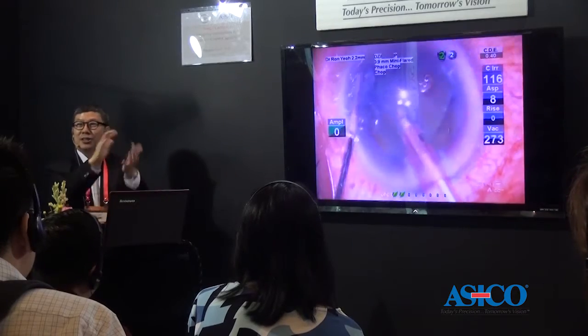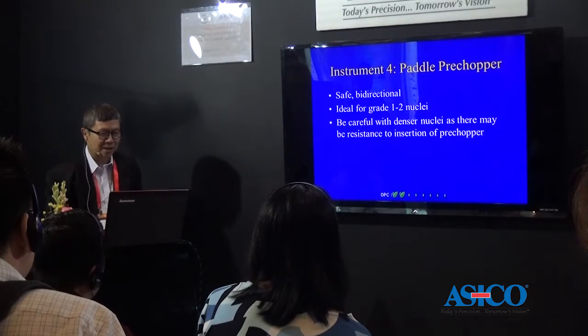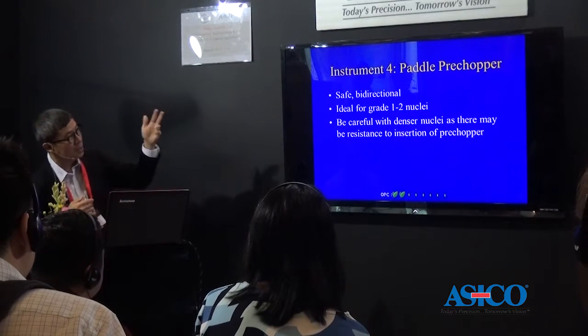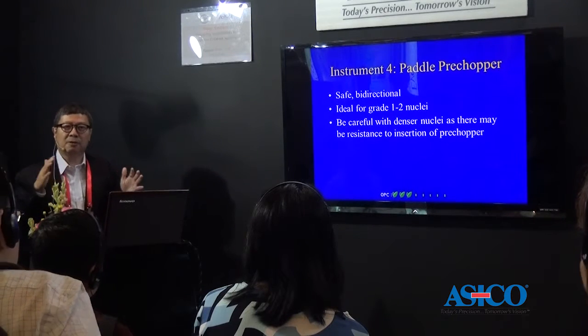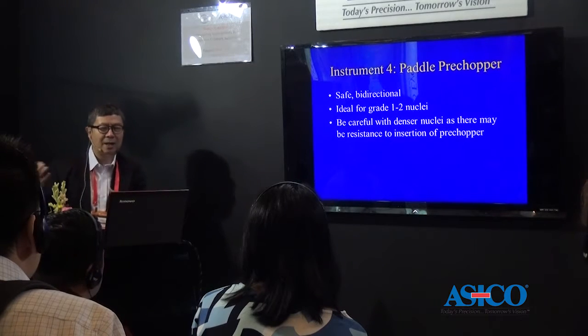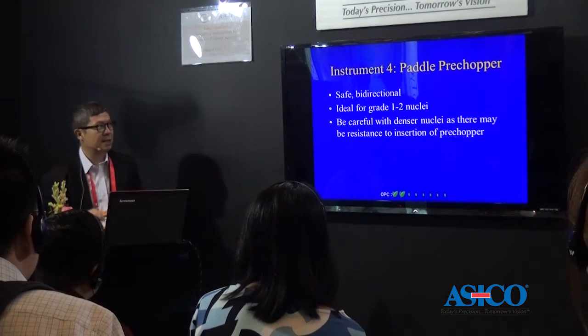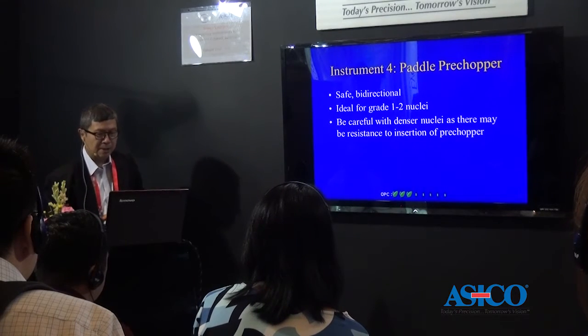It's also bidirectional. In other words, you don't have to put one end of it in the right way up. So it's safe, it's bidirectional. But I would say it's ideal for the softer nuclei up to 2+. In general, pre-chopping for the much denser nuclei is more challenging unless you put a nucleus sustainer on. As I said, be careful with denser nuclei.